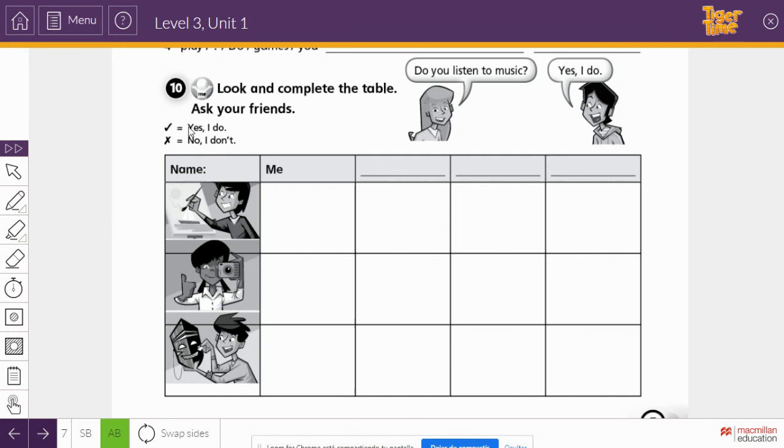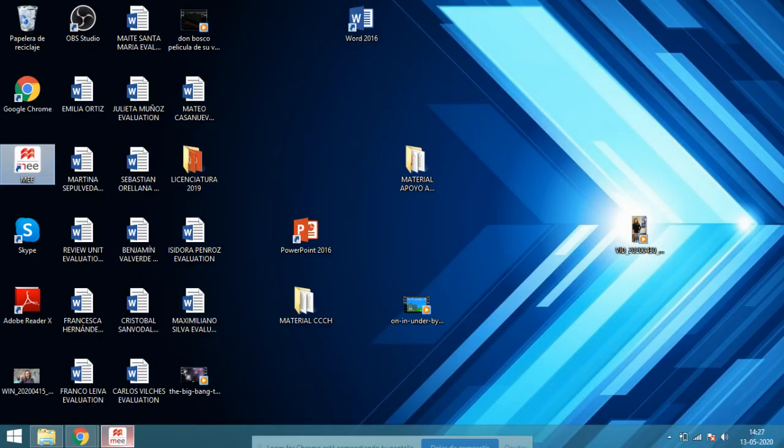Okay, now what about these three boxes? Here you are going to interview, van a entrevistar, three different people in your house, okay, de tu casa. Could be your mother, your father, your grandma, your grandpa, a brother, a sister, okay. Ustedes van a elegir tres personas de la casita para entrevistar. And you have to write their opinion. Their answer, yes, I do, as here, or no, I don't. Okay. And this is going to be checked also on our online lesson.